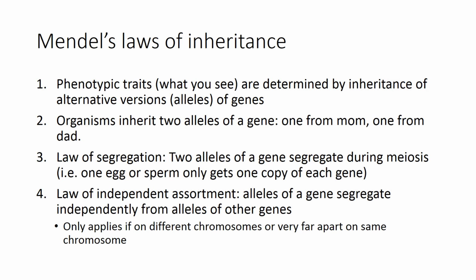So they aren't necessarily linked. Now, I put a caveat here that this only applies if they're on different chromosomes. So if one trait is on chromosome 1 and the other trait's on chromosome 2, you can get any combination of those two. If they're on the same chromosome, then they're more likely to be inherited together, and that's something we would go through in genetics class.